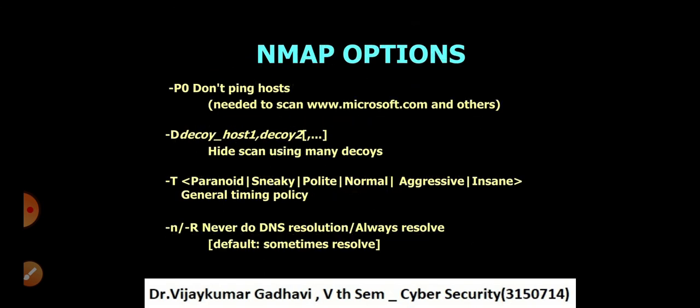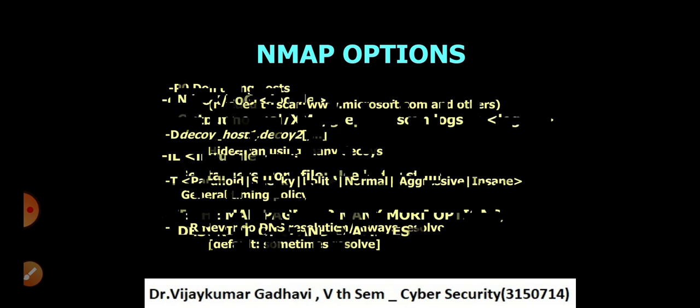Still continuing with NMAP options. -PO is used for don't ping host. -D decoy_host1 is used to hide the scan using many decoys. -T is used for paranoid, sneaky, polite, normal, aggressive, insane general timing policies. And -n is used for never do DNS resolution, -R always resolves. The default is sometimes resolve.